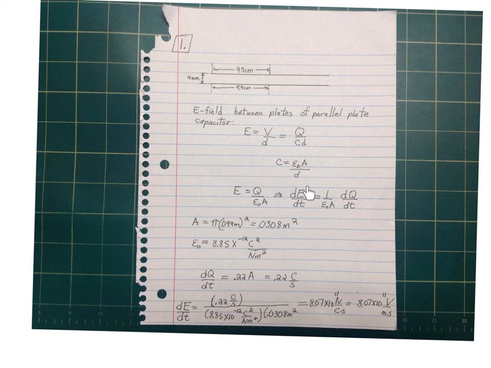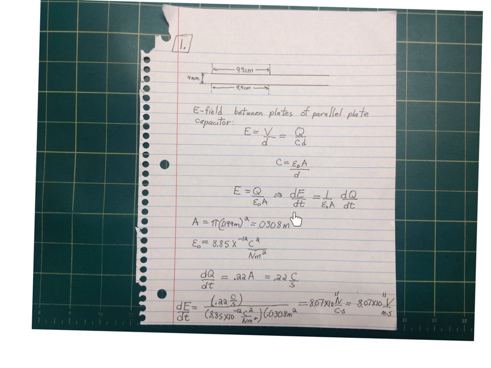I then realize that in the process of the capacitor charging, the charge is changing every instant. I represent that by dQ/dt, the rate at which the charge is changing, so that the time rate at which my electric field is changing between the plates is simply 1 over epsilon naught A times dQ/dt.